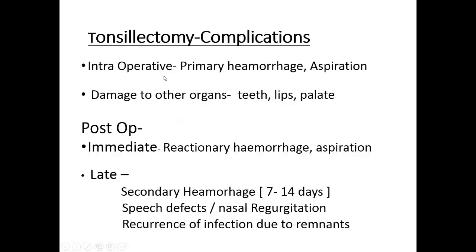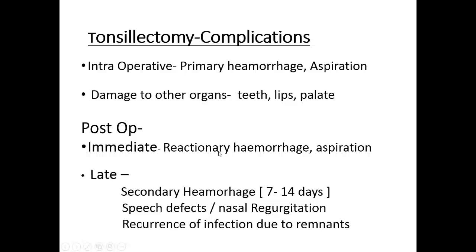What are the complications of a tonsillectomy? During surgery, there can be hemorrhage. We might need to control it either with bipolar diathermy or by ligatures. Aspiration of blood into the throat can happen, so it has to be avoided by keeping a throat pack covering the laryngeal inlet before we start the surgery. The surgery is done with the mouth open using a metal mouth gag. When you are inserting the mouth gag, there can be damage to the teeth, lips, or palate, so that needs to be avoided.